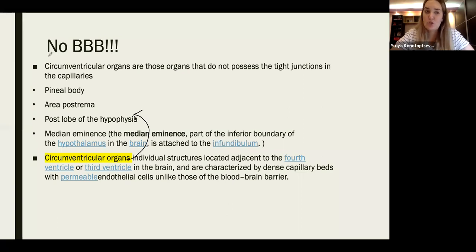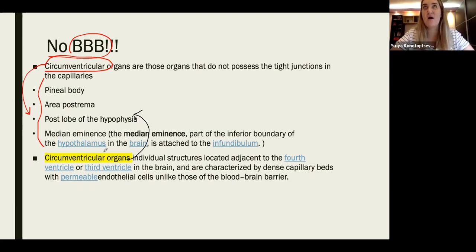There are some areas where we do not have a blood-brain barrier. It's not present there. The endothelial cells in these places do not possess tight junctions. We call these organs circumventricular organs. These organs that you can see here are called circumventricular because they are located around the fourth and third ventricles in the brain. They're around the ventricles, right? So circumventricular organs are organs that do not possess tight junctions between endothelial cells.